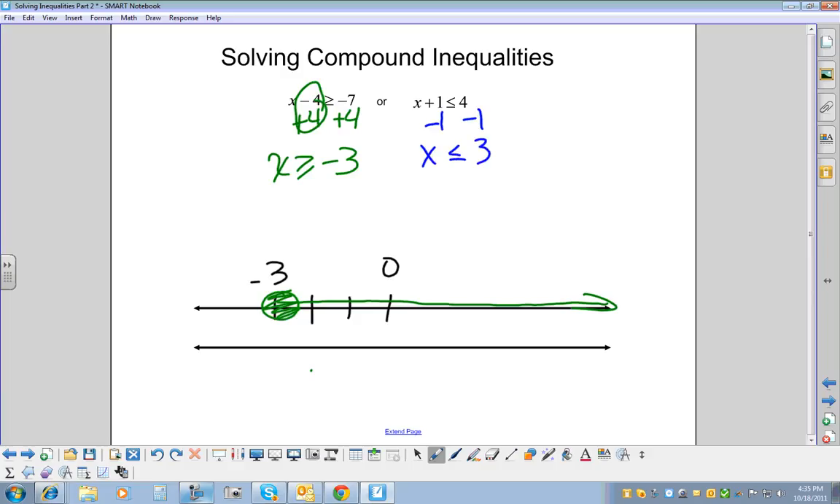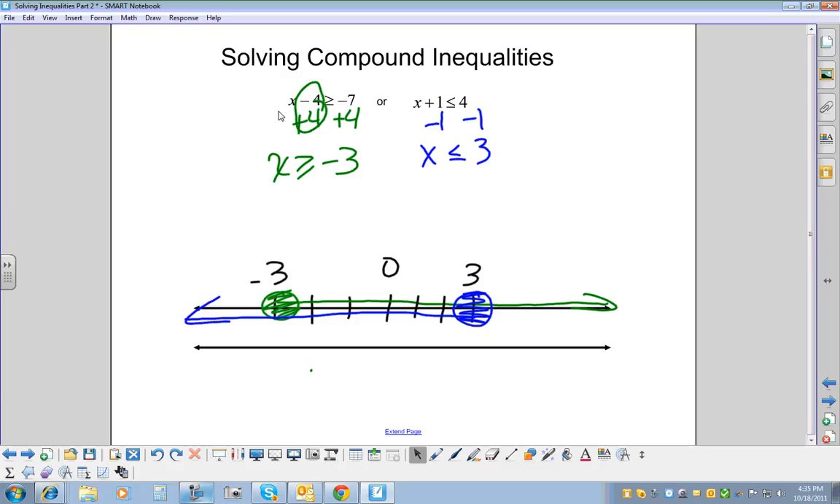So now I'm going to graph this in blue on my number line 0, 1, 2, 3. I'm going to circle the critical point of 3. I'm going to shade in the less than direction. I'm going to shade my critical point because it is less than or equal to. And now we're looking for OR.